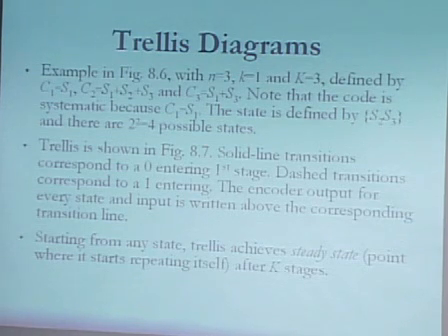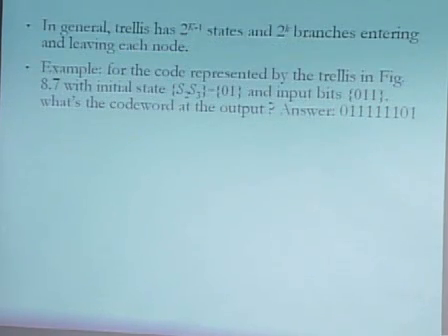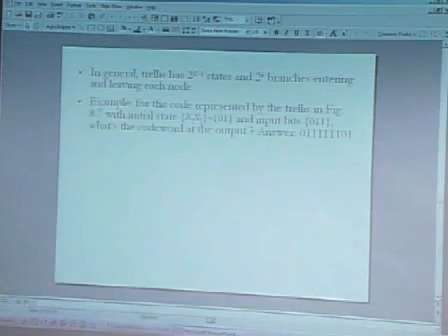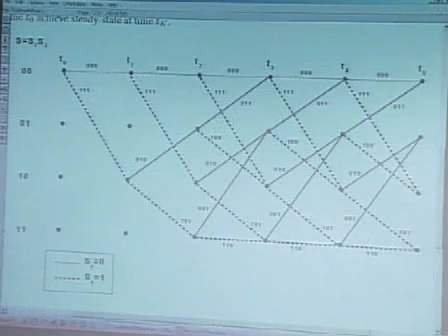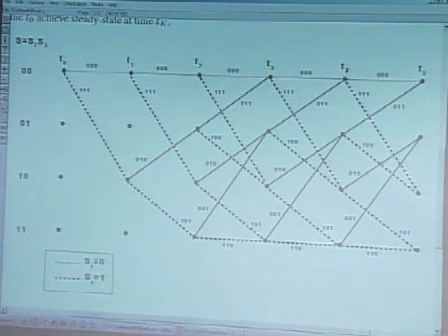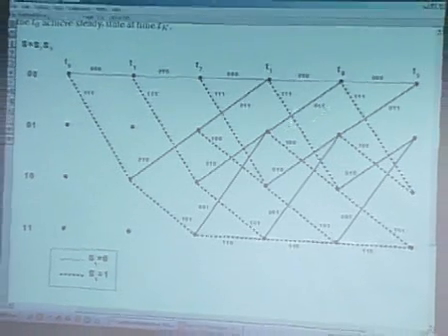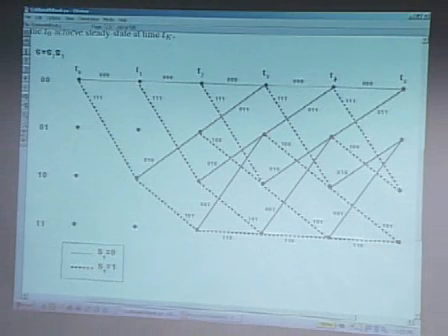Points, let me see. Okay, a triangle has 2 to the capital K minus 1 states, and it has 2 to the capital K minus 1 branches entering and leaving every node. So for the example we saw, there were 2 to the 2, 4 states, and every node had two branches coming in and coming out, right? Every node has 2 branches coming out, for all the possible bits that can come in.